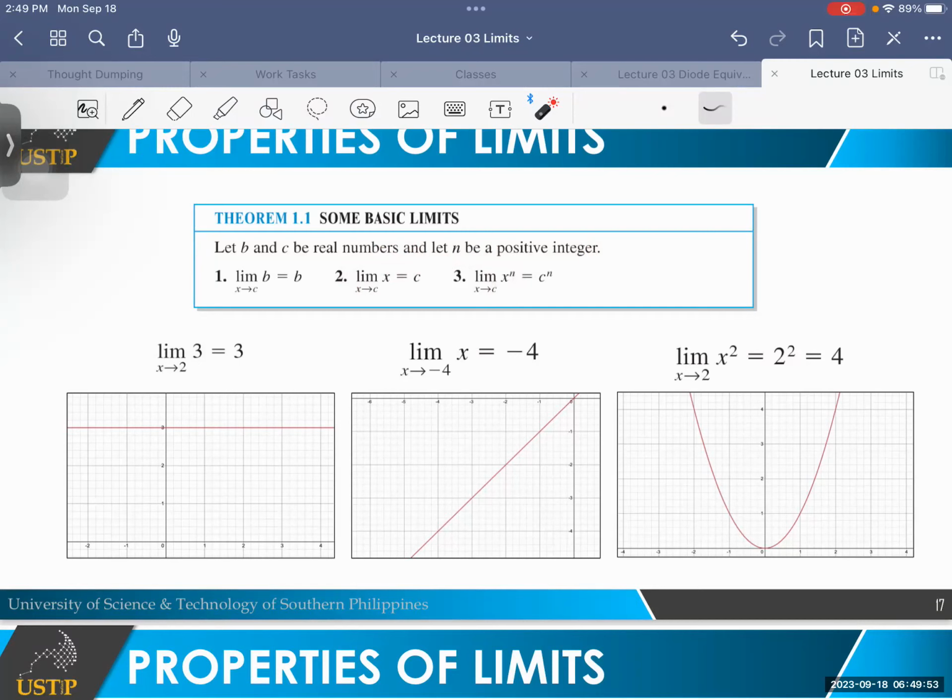Okay, so then class, you have here x squared in the graph. And then approaches to 2. So, from the left side of 2, kini nga mga values. And from the right side, kini nga mga values. So, it approaches a certain value of your y, which is 4. Again, dali ra class. All you have to do is substitute. That is for these basic limits.